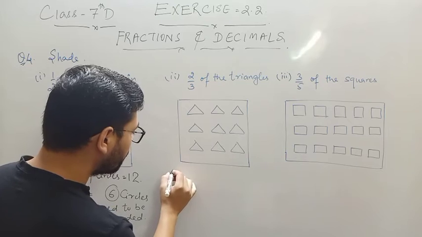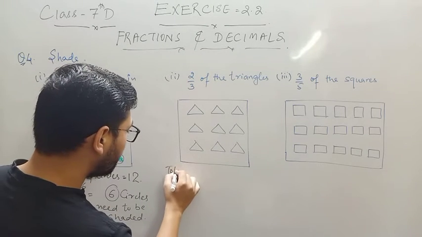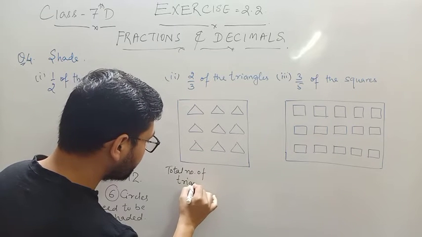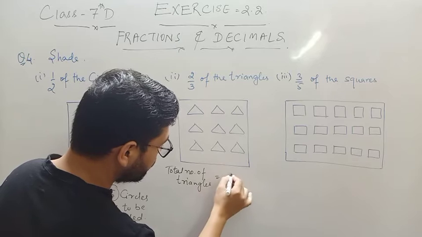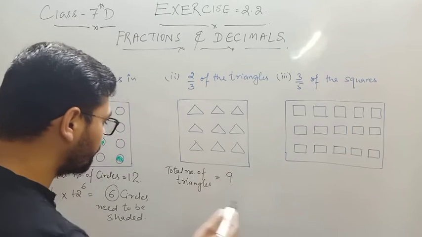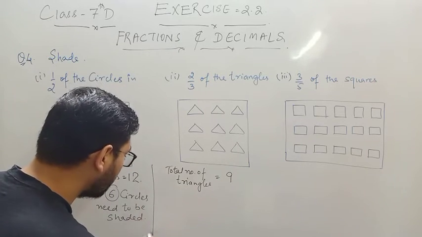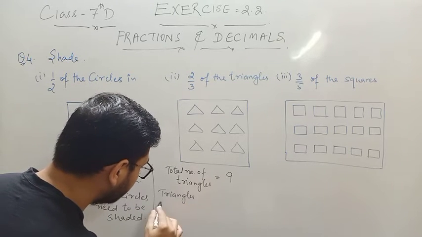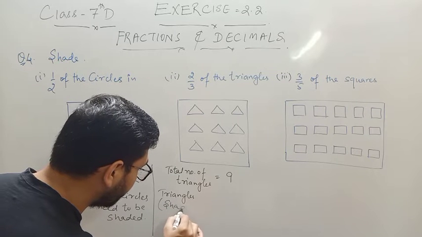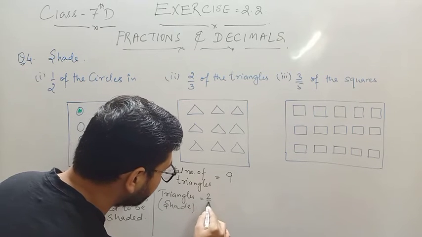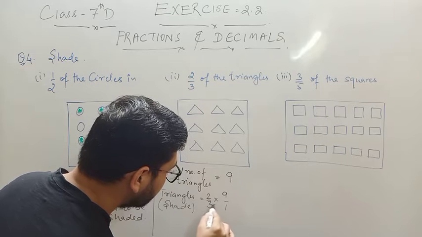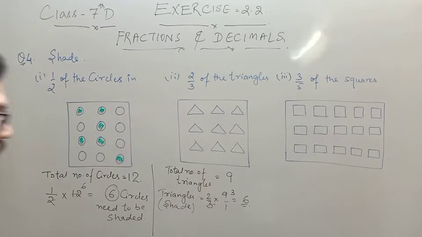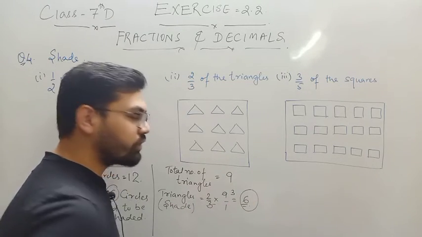Okay, so total number of triangles is equal to 9. Triangles to be shaded, I can write shade. So 2 by 3 of 9, that means 3 3s are 9, that is 3 2s are 6. So here you need to shade 6 triangles.